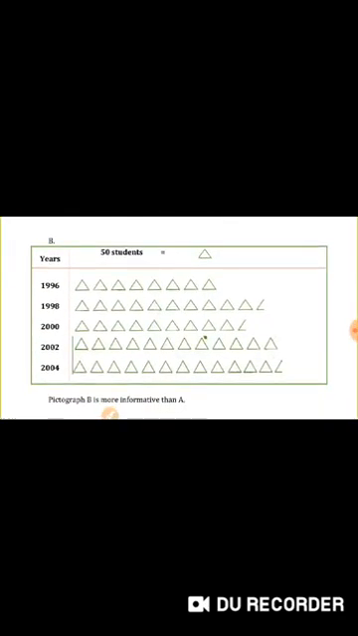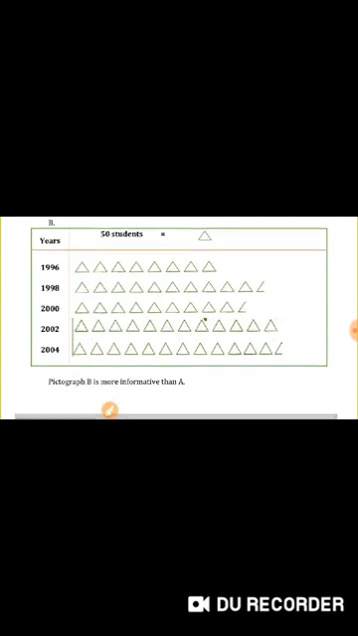Then prepare another pictograph of students using any other symbol, each representing 50. Which pictograph do you find more informative? We can take another, using a triangle for 50. So 50, 50, 50, like that. Pictograph B is more informative than A, we can tell.